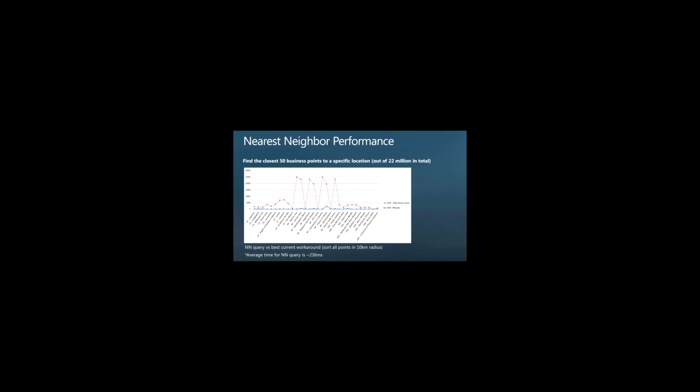So, therefore, the query that looks for all the businesses in 10 kilometers and then sorts them is going to be much worse in performance than our nearest neighbor query plan. But if you have very sparsely populated environments within the 10-kilometer distance, like rural Idaho, for example, then of course the performance is about the same.